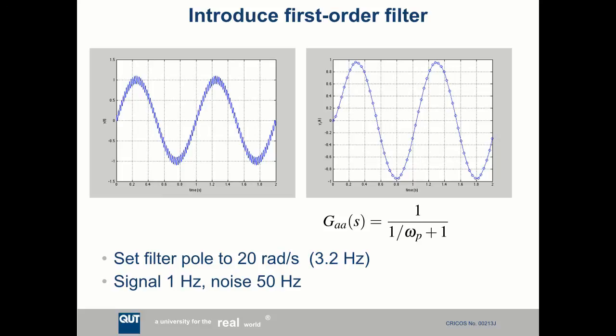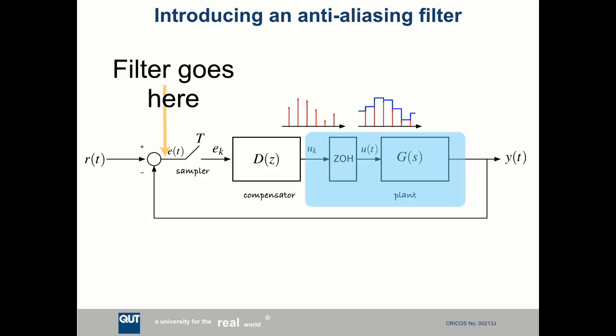But I've introduced a filter now into my system. So if I just go back here, I've introduced another bit of dynamics into my system. I have the plant, G of S, and I introduced the zero order hold, and that changes the dynamics a little bit, right? We had to put a Padé approximation in there. And now I've introduced another first order pole in here, right? So it's getting a little bit complicated. I keep adding things to the dynamics, and I have to roll all of them up into one dynamic model and then design my compensator for that.